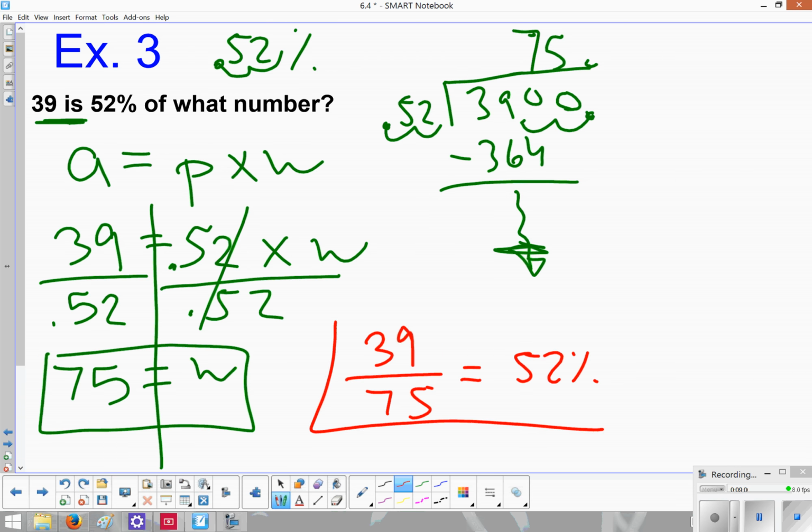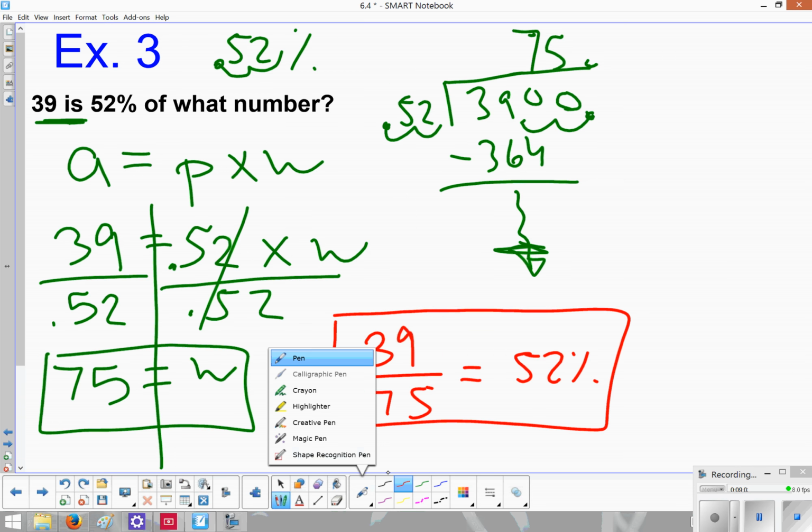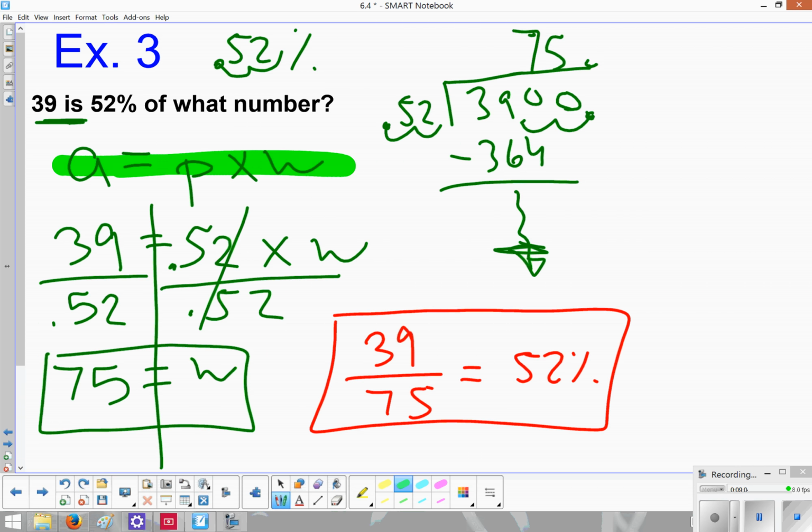Okay, so again, solving for the unknown, you need to use the following equation right here. Very important you memorize that equation. Okay, and if you can excuse that bell.